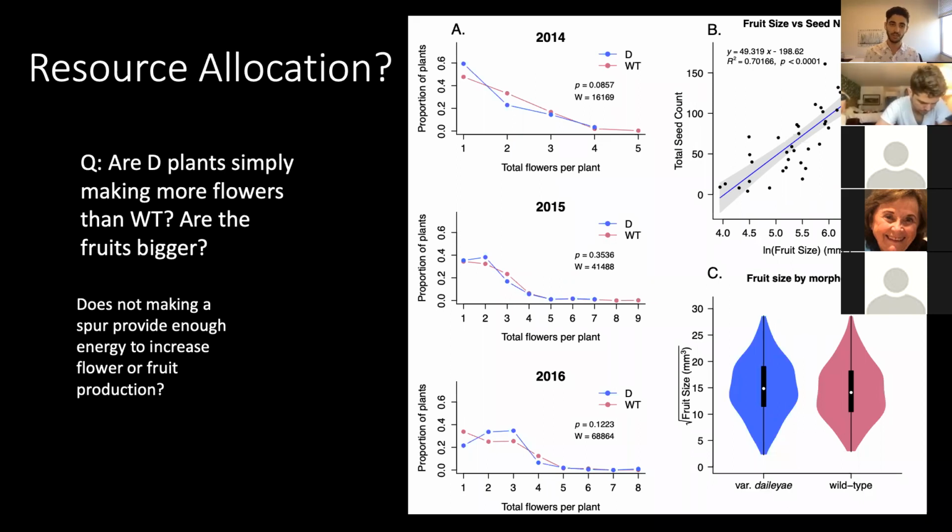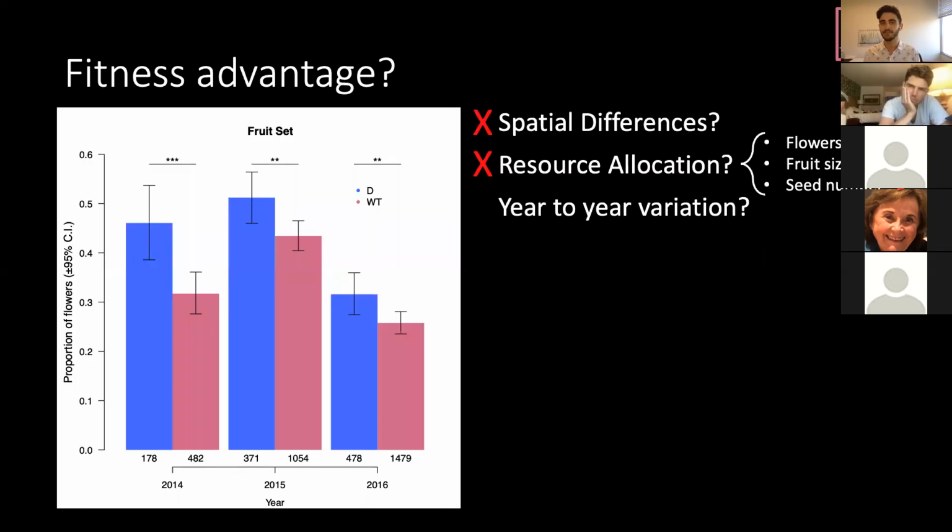The answer is no. What we're looking at here is the distribution of fruit sizes between the morphs. And as you can see, the distributions are almost exactly the same. There is no difference in fruit sizes and seed number, for that matter, between these morphs. So it doesn't appear to be a resource allocation issue.